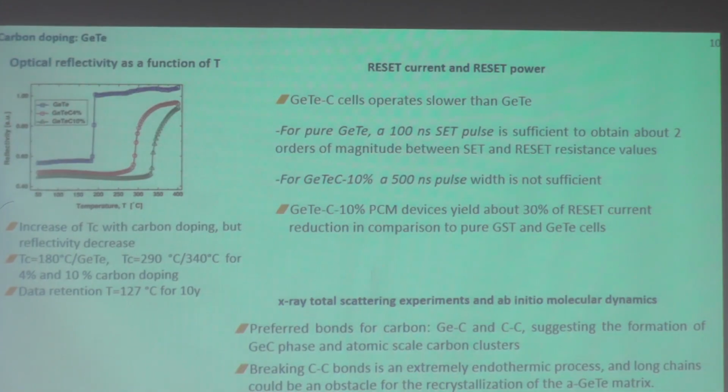But nevertheless, there are also other materials, like carbon doping. This year there was also one publication on the topic of GST with carbon. They showed very nice performance of the cells, with high endurance and low switching currents.